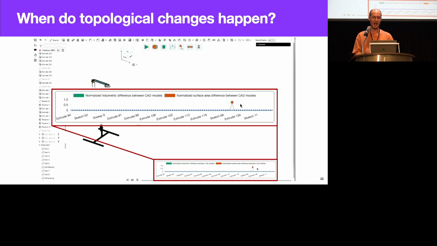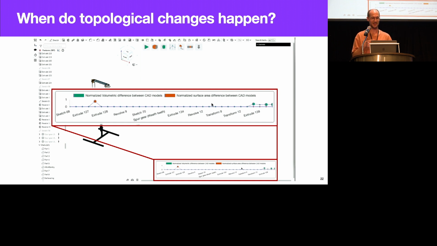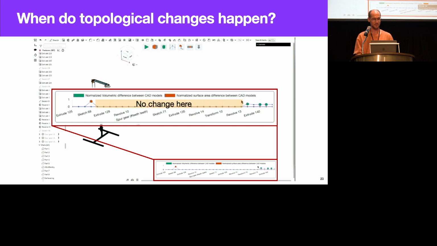For each operation, we added a scalar value, which is the geometric difference of an operation before and after the edit. And this way, the user can quickly browse this proxy information to identify suspicious operations. Here, for example, we can see that the modified sketch 69 causes a geometric difference, which we would expect. And then there's no change for a long time until the operation extrude 138. Now, a change in behavior is not necessarily a bad thing, but at least we can rule out looking into many unchanged operations.